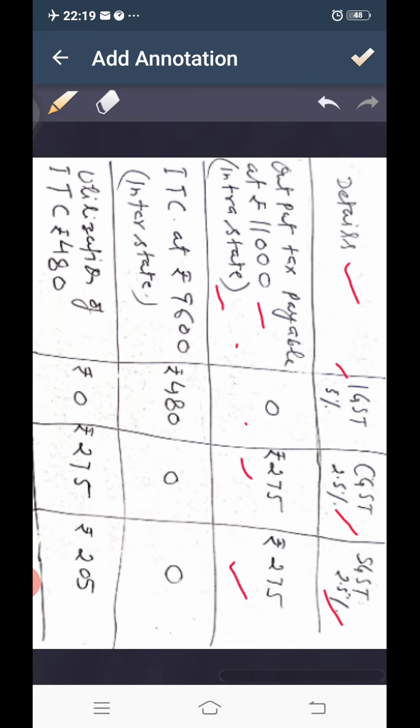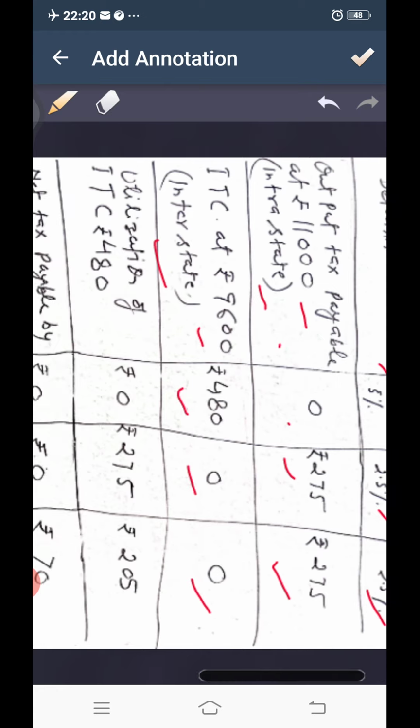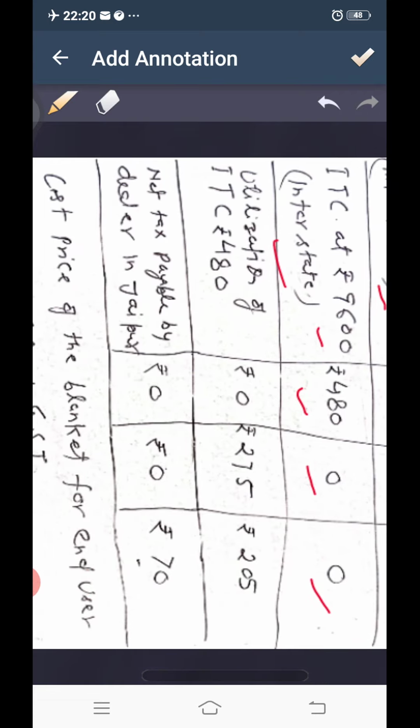Then input tax, that is input tax credit at rupees 9600. He purchased it for 9600 and that was an interstate transaction. So in this case, only IGST, that will be 5% of 9600. So it will become rupees 480. No CGST, no SGST. Now let us see utilization of ITC, rupees 480.